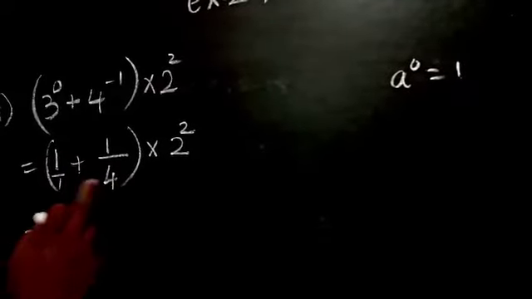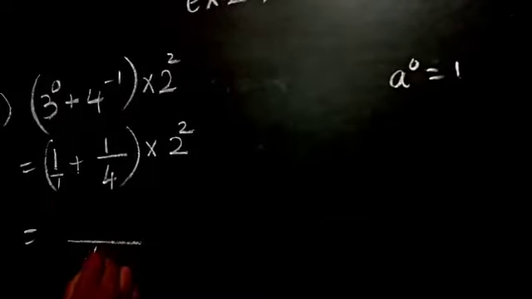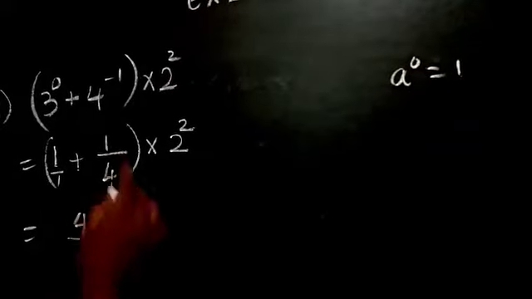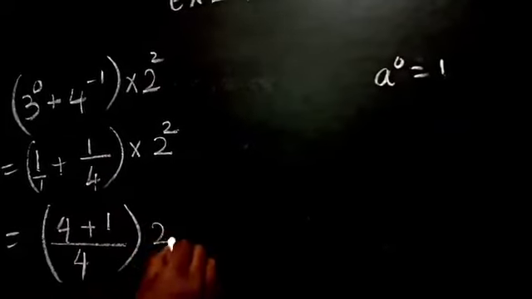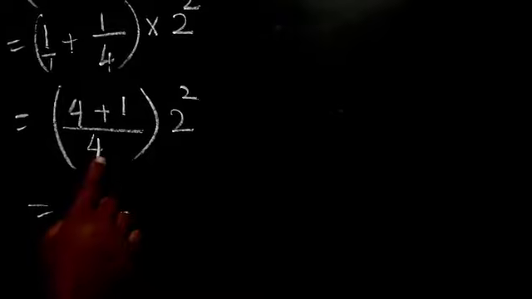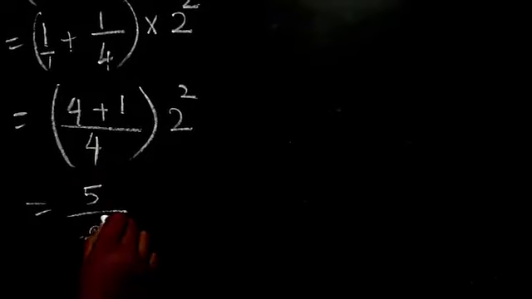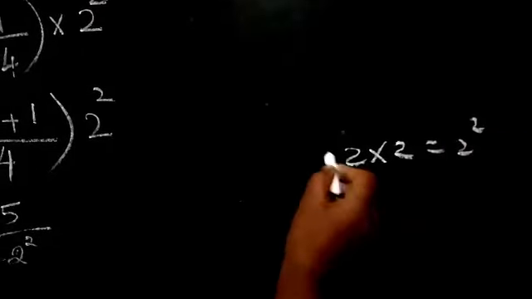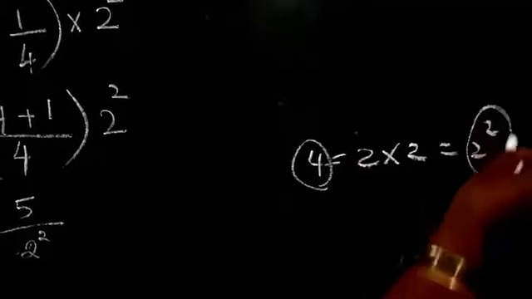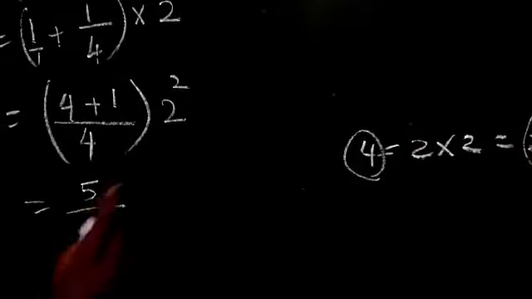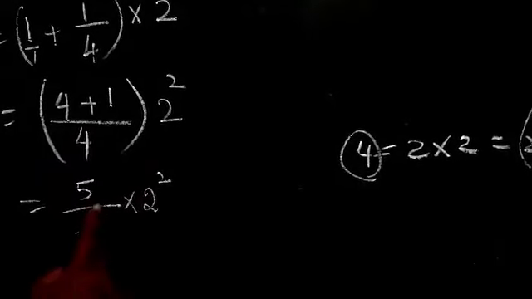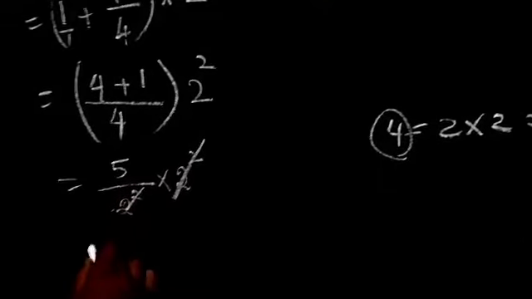So take the LCM of these two numbers. 1 and 4, our LCM is 4. Then cross multiply: 1 4s are 4 plus 1 into 1, 1 into 2 to the power of 2. So here 4 plus 1 is 5. 4 we can write as 2 to the power of 2, because 2 into 2 will get 4. That's what I have written here. Here already we have 2 to the power of 2, so if we have it in numerator and denominator it will get cancelled. So our answer is 5.